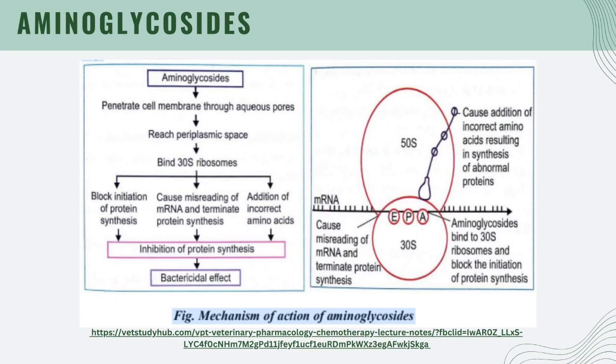Aminoglycosides penetrate the bacterial cell membrane through passive diffusion and porin channels. Once they reach the periplasmic space, aminoglycosides bind irreversibly to the 30S ribosomal subunit of the bacterial ribosome. This binding interferes with the proofreading process during protein synthesis. Aminoglycosides cause misreading of the mRNA or messenger RNA template during translation. This leads to the incorporation of incorrect amino acids into the growing polypeptide chain.